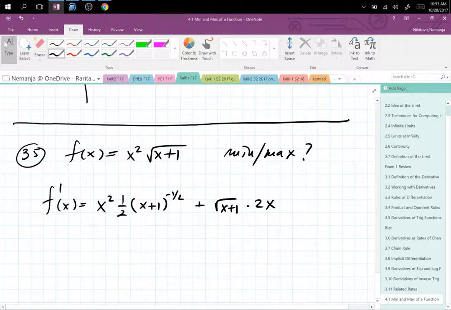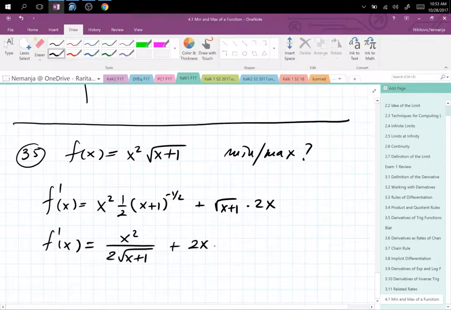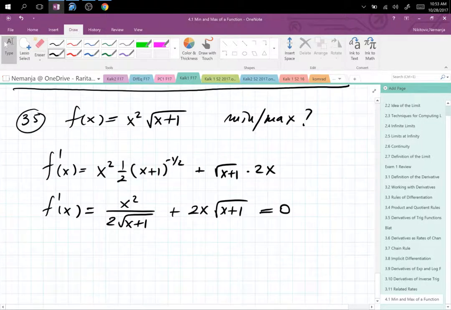Remember how I told you: simplify, simplify, simplify, factor? Now we're setting this equal to 0, so we need it. This is going to be x squared divided by 2 square root of x plus 1, plus 2x times the square root of x plus 1. And at this point, when we set this equal to 0, you see that you can bring one of these to the other side. You have to solve this equation.